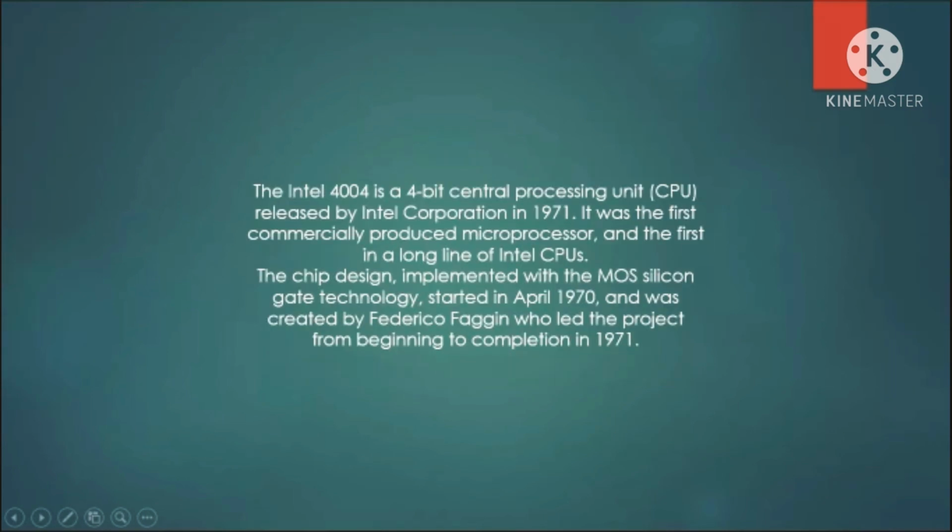The Intel 4004 is a 4-bit central processing unit released by Intel Corporation in 1971. It was the first commercially produced microprocessor and the first in a long line of Intel CPUs. A chip design implemented with MOS silicon gate technology started in April 1970 and was created by Federico Faggin, who led the project from beginning to completion in 1971.